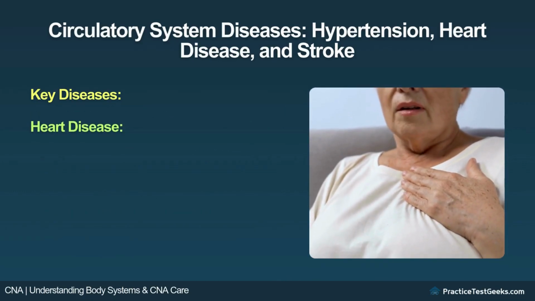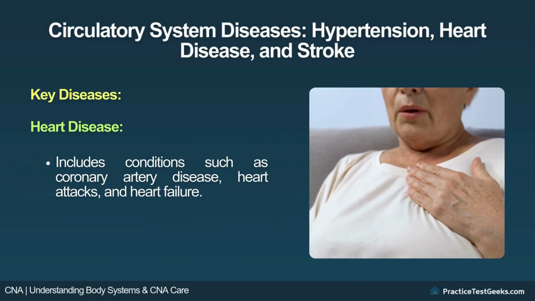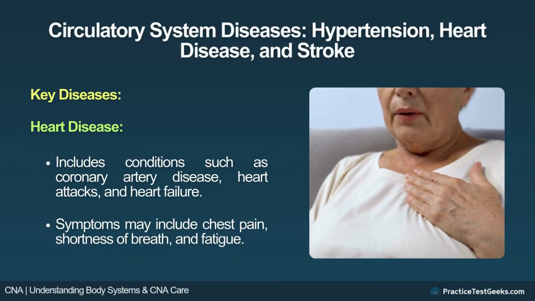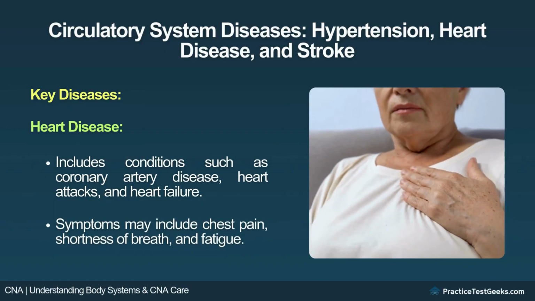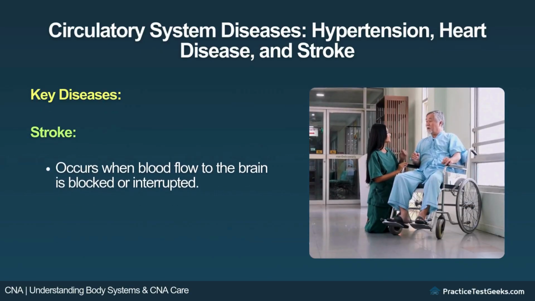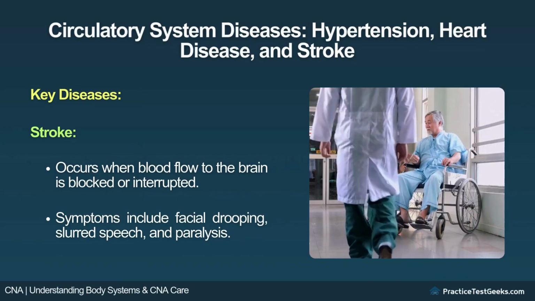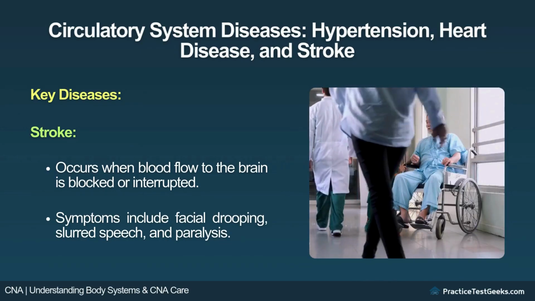Next is heart disease, which covers conditions like coronary artery disease, heart attacks, and heart failure. Common symptoms include chest pain, shortness of breath, and fatigue. Finally, we'll look at stroke, which happens when blood flow to the brain is blocked or interrupted. Warning signs include facial drooping, slurred speech, and sudden paralysis, often on one side of the body.